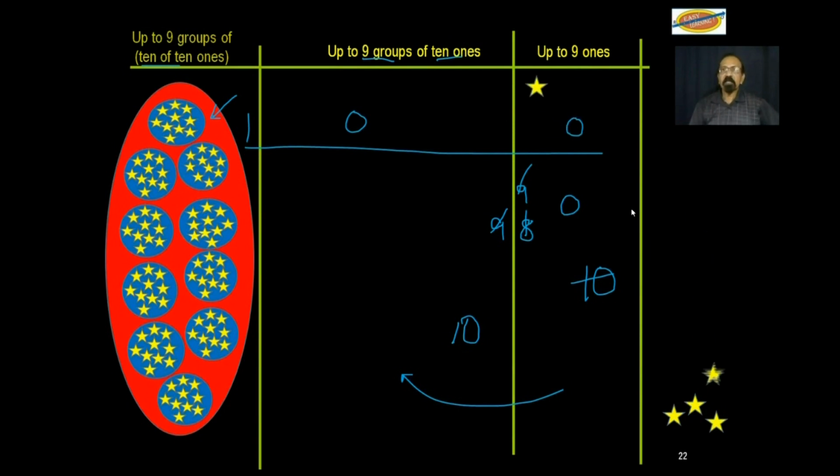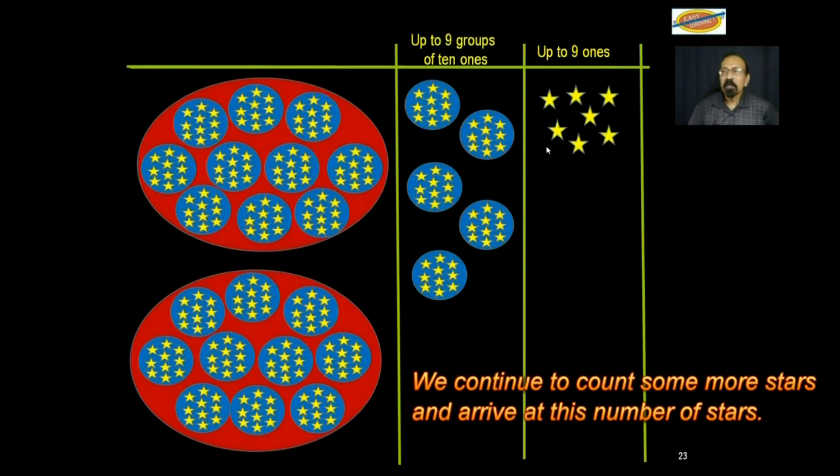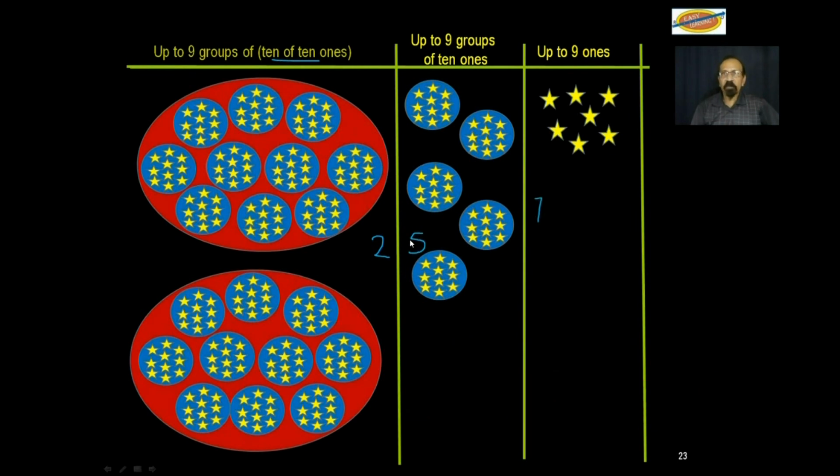Now, if we were to add some more stars like that, we now have 105 stars. So we write 105. Assuming that we were counting stars, we now have two groups of 10 of 10s. We have 2, 4, 5 groups of 10, and we have 7 single stars. So if you write 257, this is what you mean.